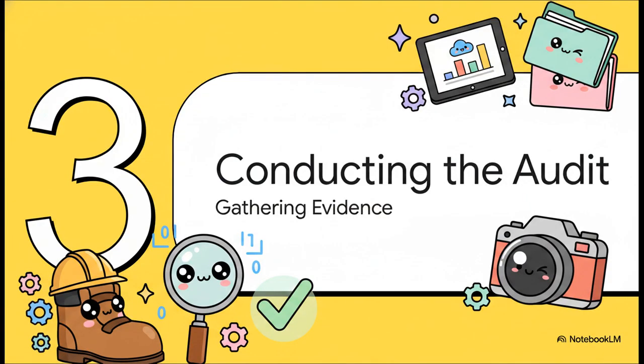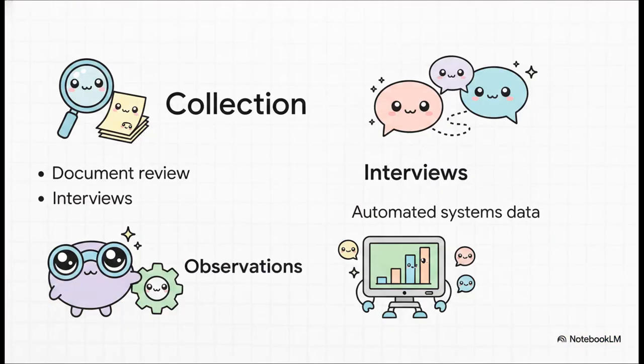All right, so the foundation is set. Now we move into Section 3, conducting the audit. This is where we gather verifiable evidence. This is the boots-on-the-ground execution phase. To get to the truth, the lead auditor has to stay completely objective while using a bunch of different methods to collect factual, independent evidence.